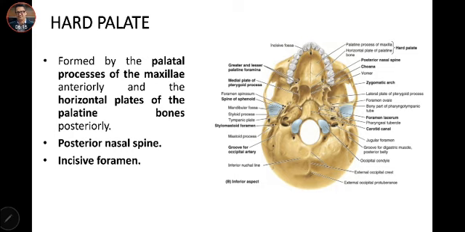So a very important thing is the hard palate. So what is that? This anteriorly is the hard palate, which is formed by two bones, the maxilla and the palatine bone.